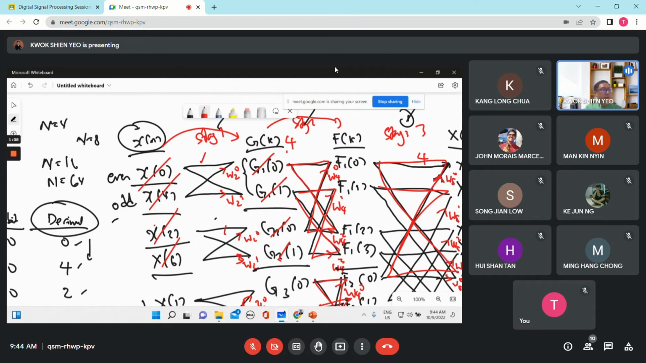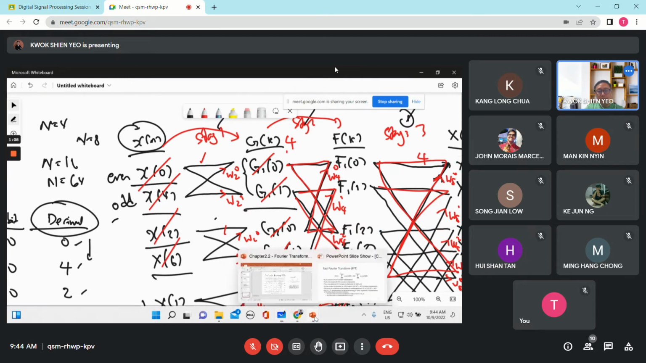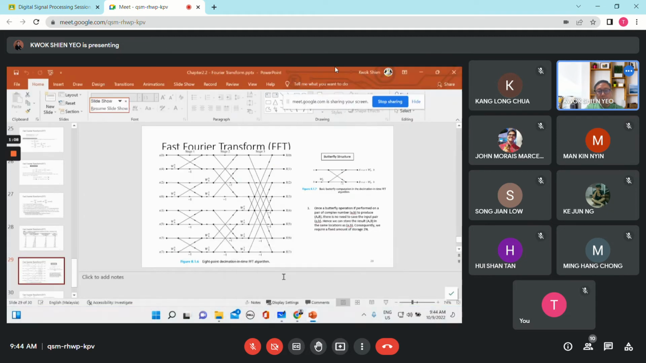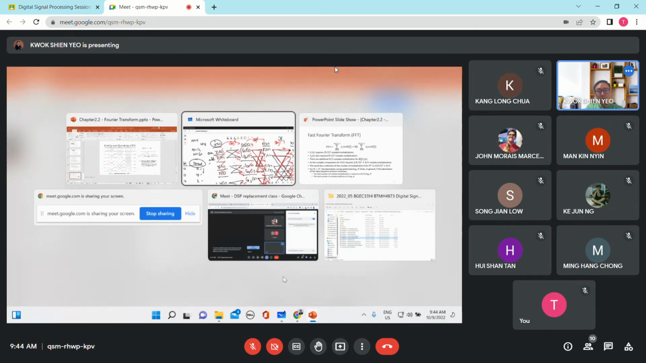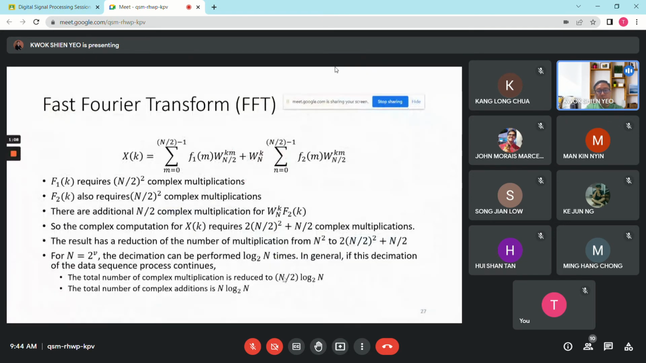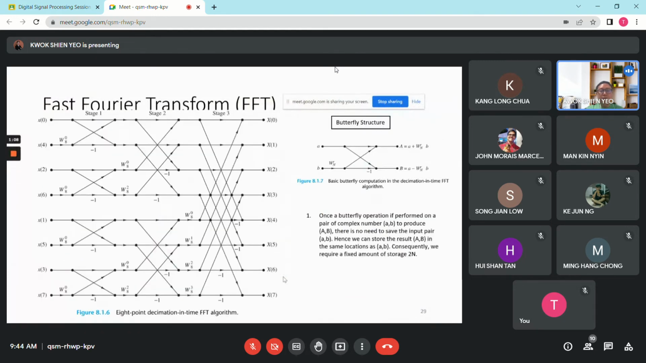All right. So okay, so that is the... Okay, let me see. Okay, so that is the methods how to draw this lah.